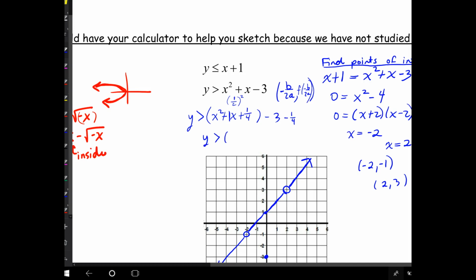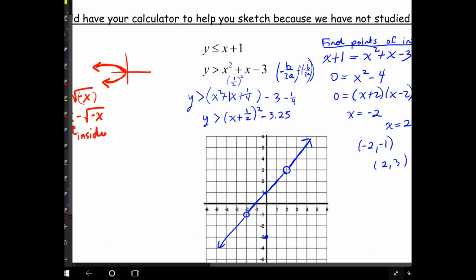But this would be y is greater than x plus 1/2 squared minus 3 1/4, so you could say minus 3.25. Now, do you guys remember this is vertex form? Or if you didn't remember that, you could use your transformation knowledge. This graph is going to move right 1/2 and down 3.25 units. Do you guys remember that a little bit? So the vertex should be at 0.5, negative 3.25.